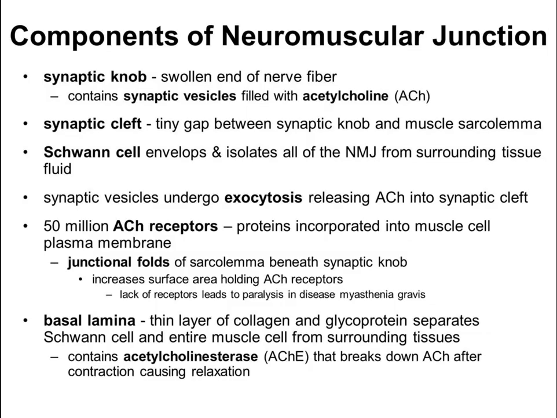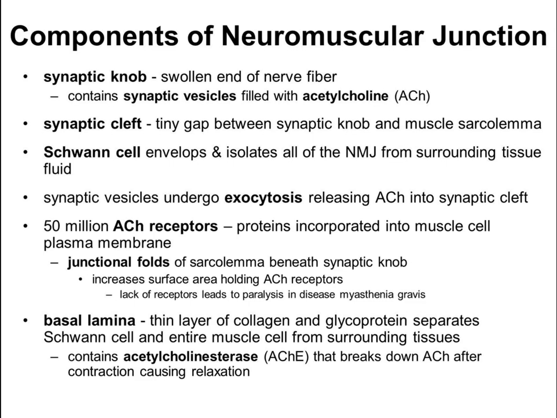So, there are several different components that make up this neuromuscular junction. There is a synaptic knob. This is the swollen end of the nerve fiber, and it contains synaptic vesicles that are filled with acetylcholine, abbreviated as ACh. There is what's called a synaptic cleft, and this is a tiny gap between the synaptic knob and the muscle sarcolemma, which remember is the outside of the muscle cell.